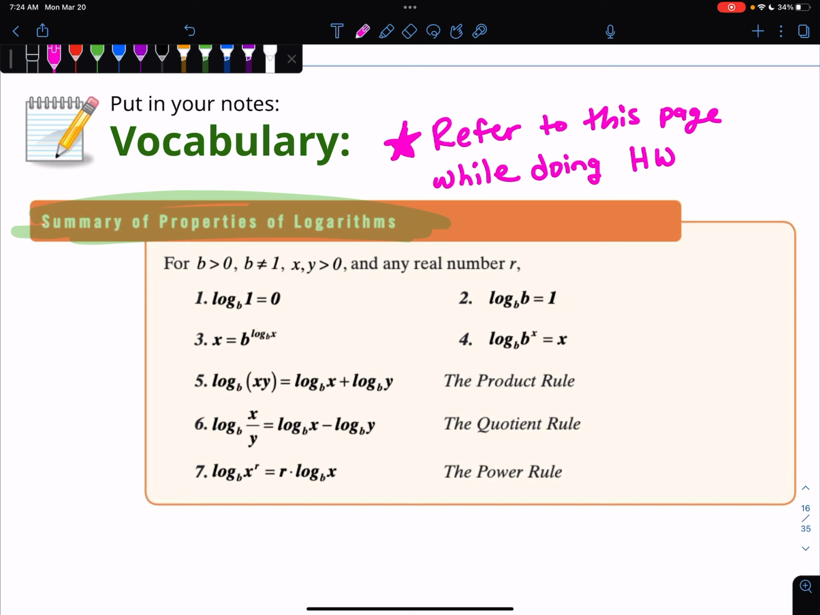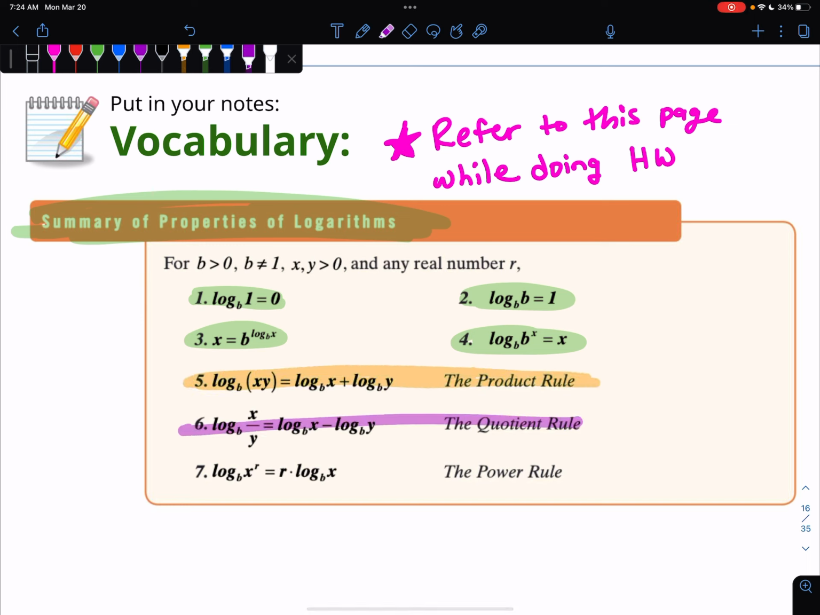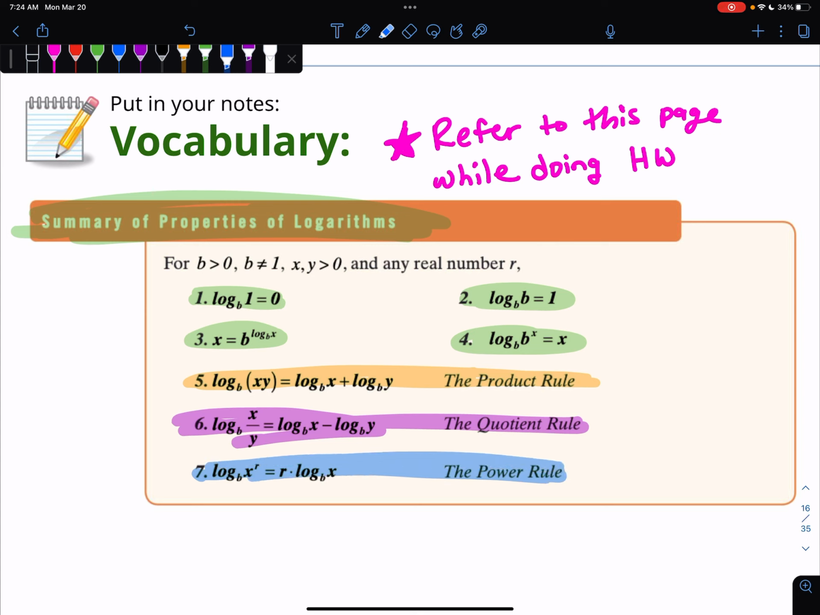In the first couple of classes we talked about several of these, last class or the class before. The new information is the product rule, the quotient rule, and the power rule. The rest you've seen before. It's not new, it's revisiting.